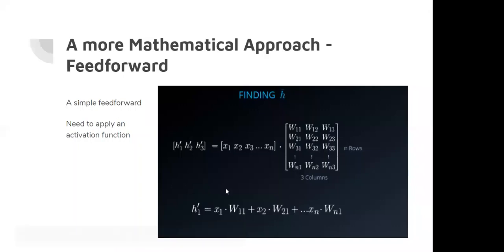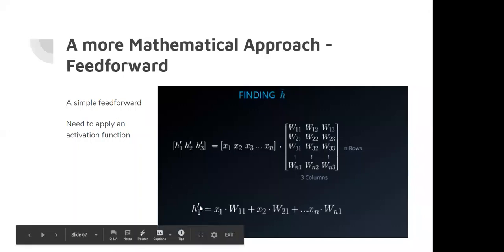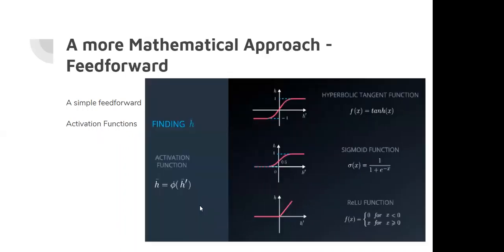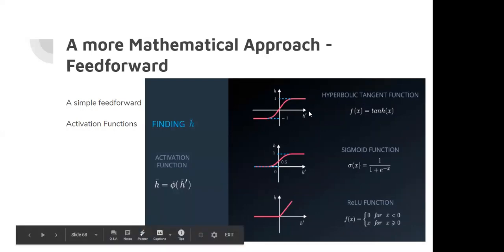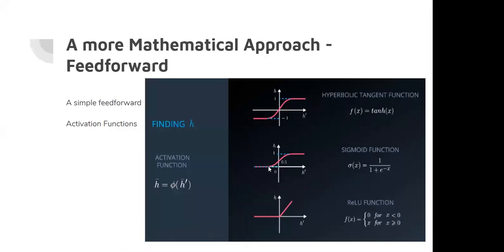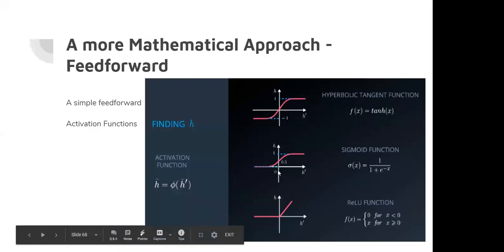So now you see we are doing H dash. This is still not H, so we need to apply an activation function. We talked about activation functions. Initially we saw a step function which was just giving 0 or 1: if you give a value greater than or equal to 0, it's going to be 1, else it's going to be 0. Otherwise, you have hyperbolic tangent functions, the sigmoid function, which squishes everything from 0 to 1, and the ReLU function.